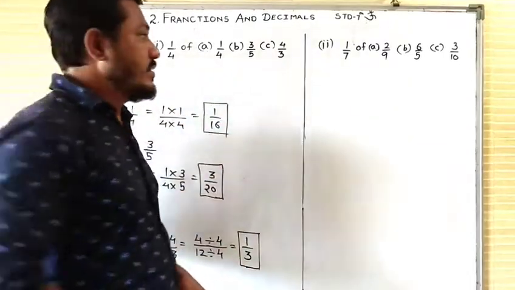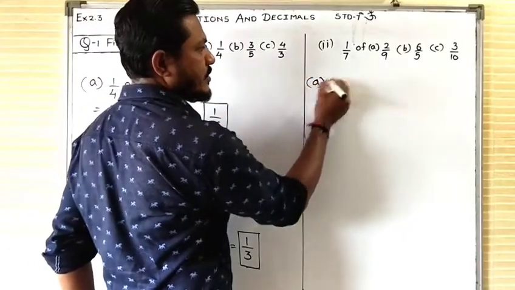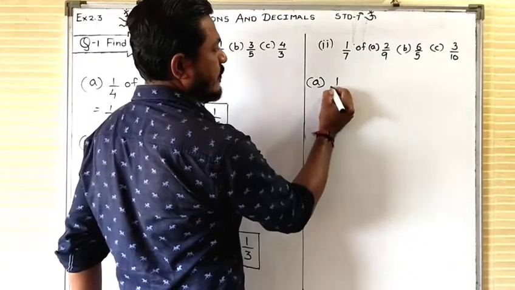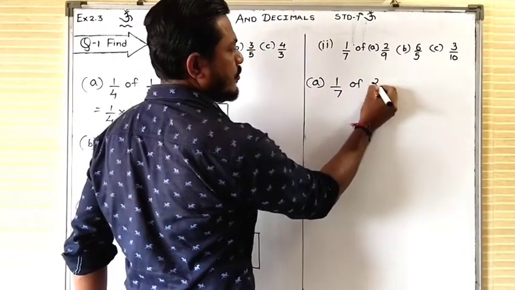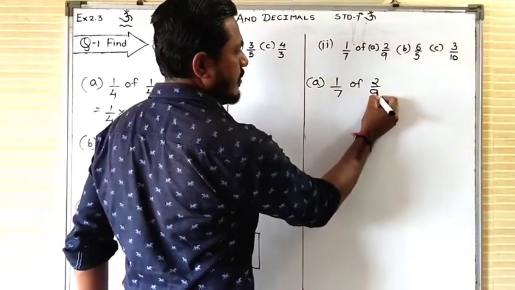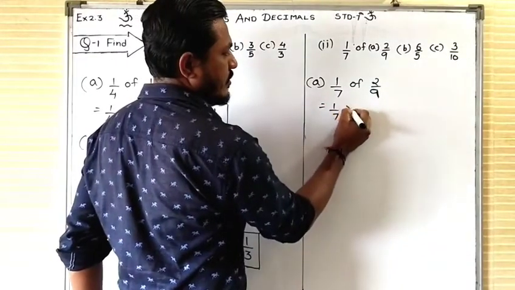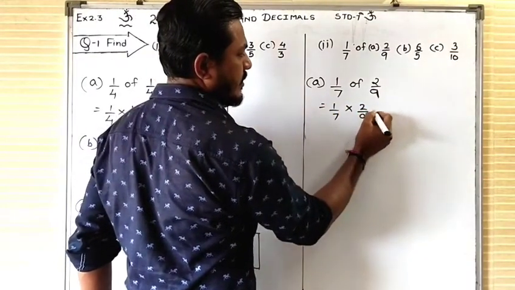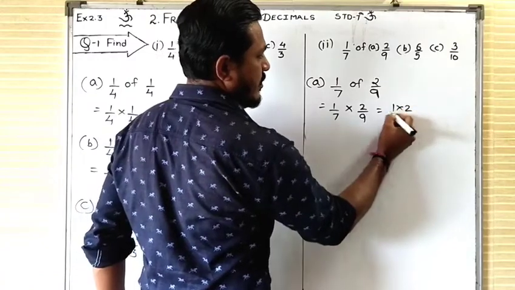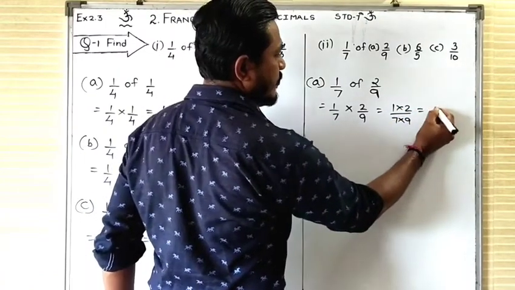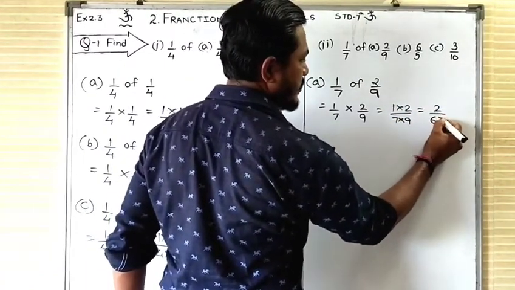Now let us do the second one, that is 1/7. First one, 1/7 of 2 by 9. 1/7 of 2 by 9. 1/7 multiply by 2 by 9. So 1 2s are and 7 9s are. 1 2s are 2, 7 9s are 63.